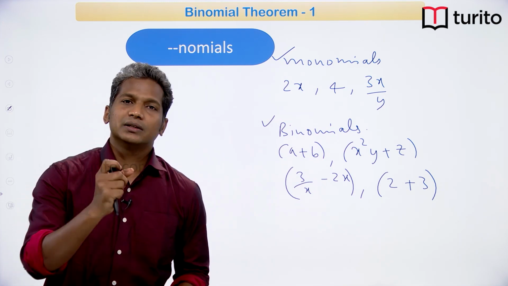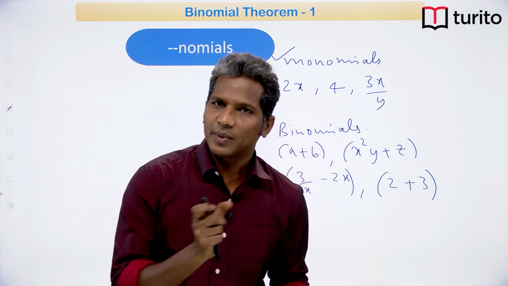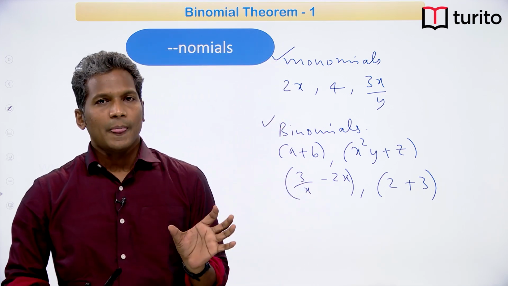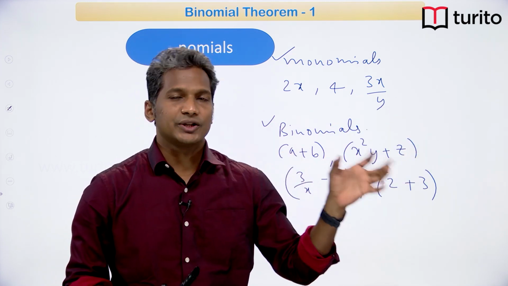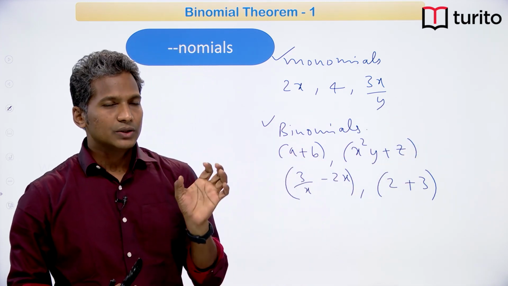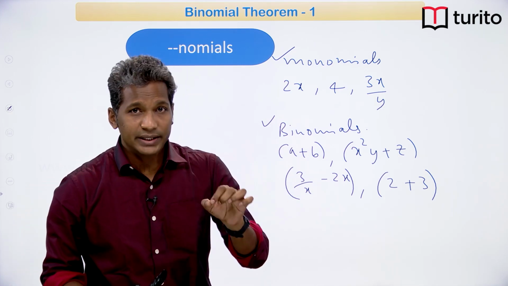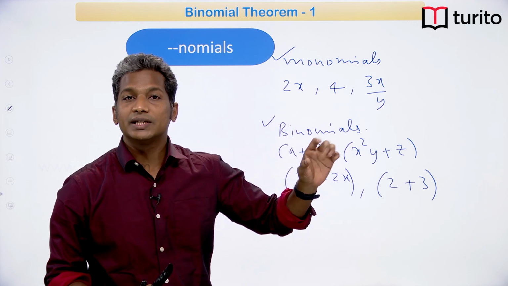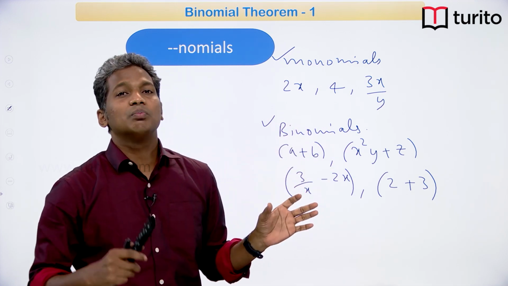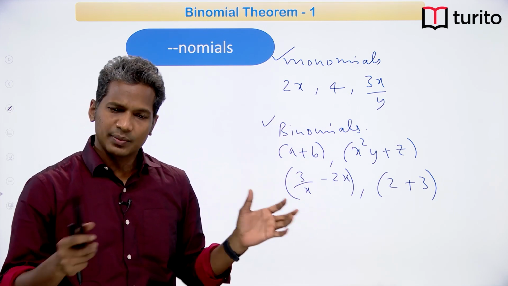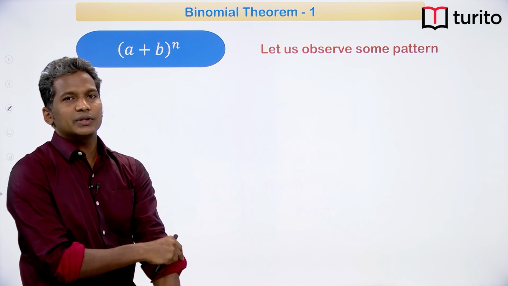Now let us look at the idea of the binomial theorem. So binomial theorem or binomial expansion talks about a binomial raised to some power which is a natural number. Okay? So if we have a binomial in the base and there is a power which is a natural number, then the expansion is called the binomial theorem or binomial expansion. So to understand binomial expansion, let us observe some pattern.